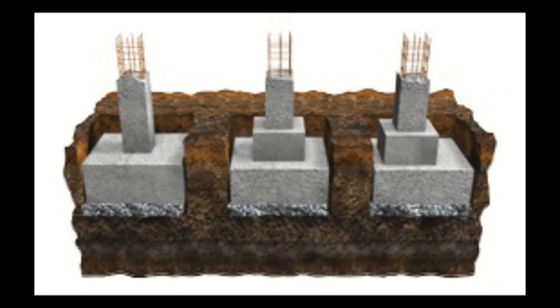The shape of individual footing is square or rectangular. So there are two types of isolated footing: square footing or rectangular footing, and it is used when loads from the structure are carried by the columns. Size is calculated based on the load on the column and the safe bearing capacity of soil.